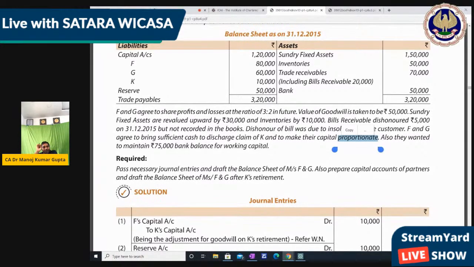So let us start. We'll do that in the same way. Here the capital proportion is also there, so we have to apply that capital proportion along with the bank balance maintained at 75,000. So we have to prepare the bank account also in addition, right? So revaluation account, partners' capital account, balance sheet, as well as cash account. Four accounts we need to prepare, and on that basis we can pass an entry also, right?